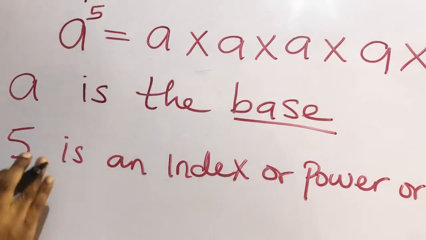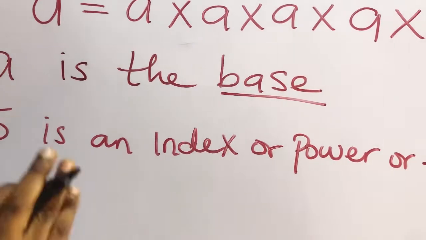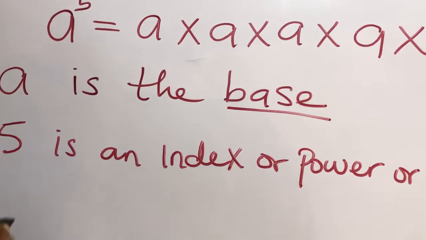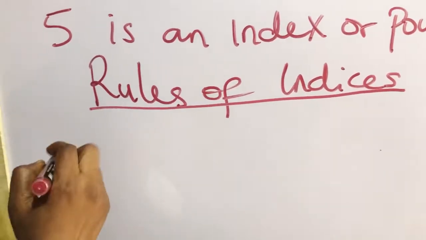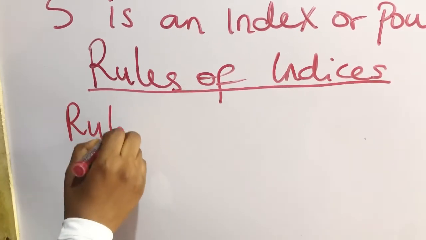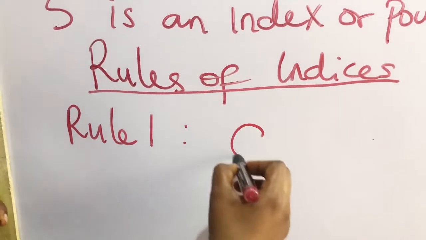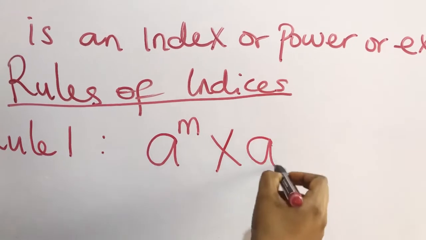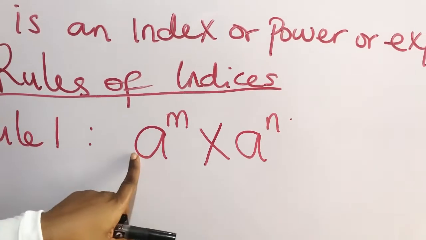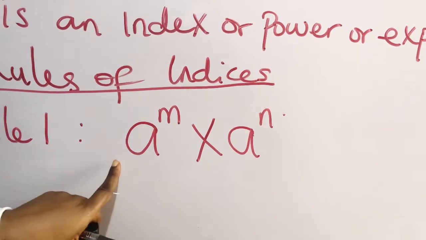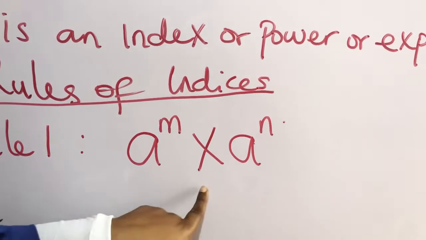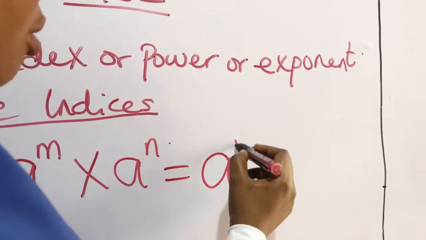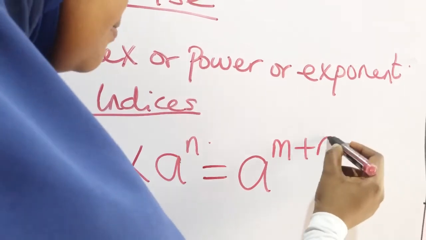Now, if you want to understand indices very well, there are some rules that we have to follow for you to understand indices very well. So, rules of indices. Rule 1. If we have a raised to the power of m multiplied by a raised to the power of n, anytime you see any expression in form of a raised to the power of m multiplied by a raised to the power of n, it will be equal to a raised to the power of m plus n.